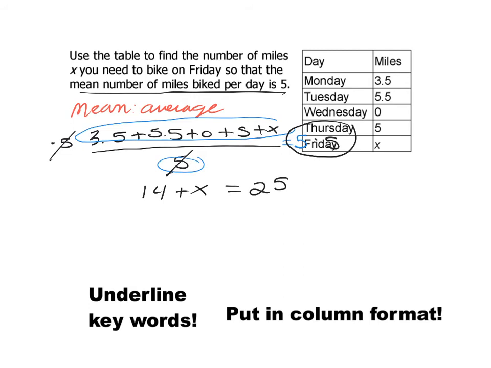And then, of course, what do I do? On this step, do the math. You add, you subtract. If you're adding, you do the opposite. So if I'm adding, I want to do the opposite. Everybody with me? I know this is a challenging one. So you get 11. So the poor dude needs to bike 11 miles on Friday in order for his average to be 5 miles for the week.